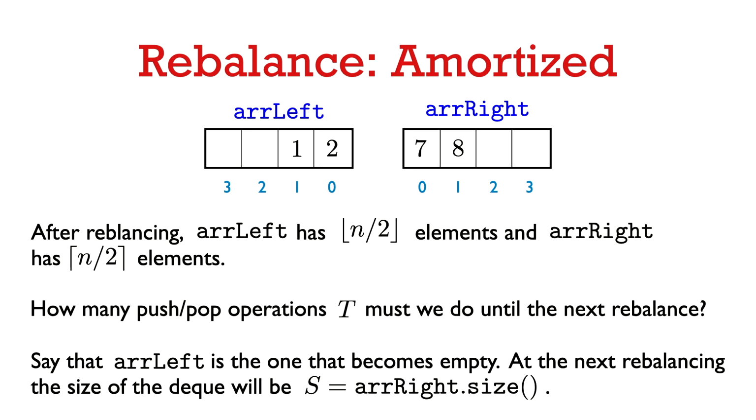So say that the next rebalance occurs because the left array becomes empty. So at that time, the number of elements in the deck will be equal to the size of the right array because the left array is empty. So say that S is the number of elements in the deck at that time. So the time it takes to rebalance will be proportional to S because we're going to have to copy over about S over 2 many elements and shift S over 2 many elements in the right array.